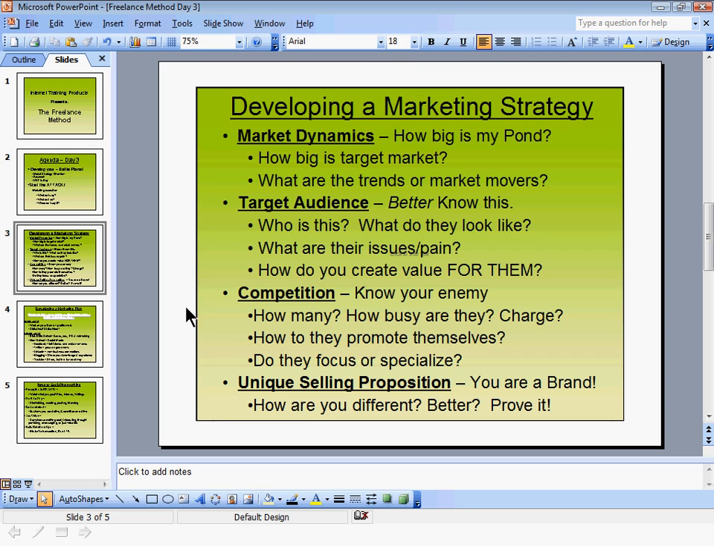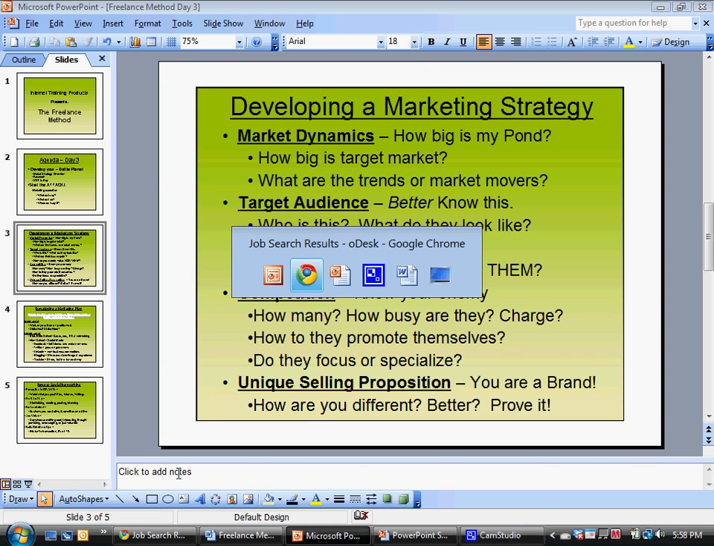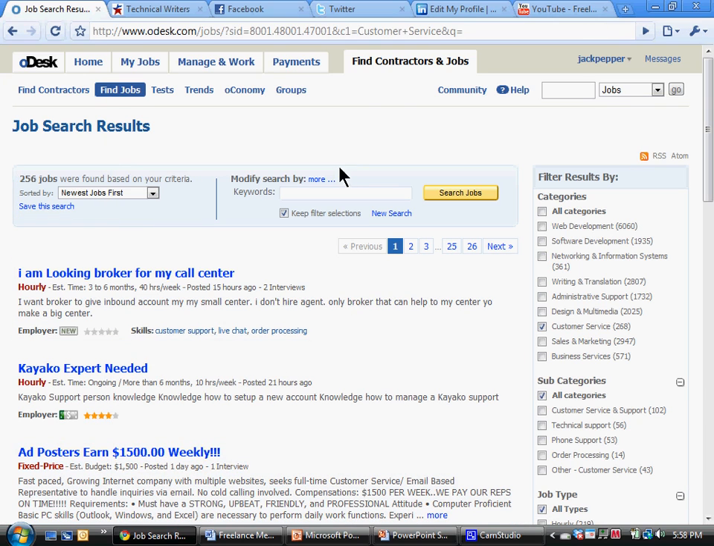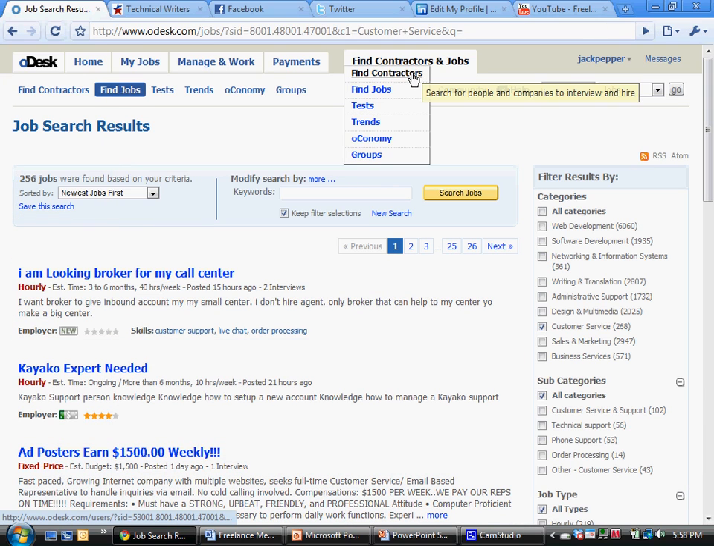Competition: use the same basic tool. You're in Odesk. You want to search out the contractors in this case.